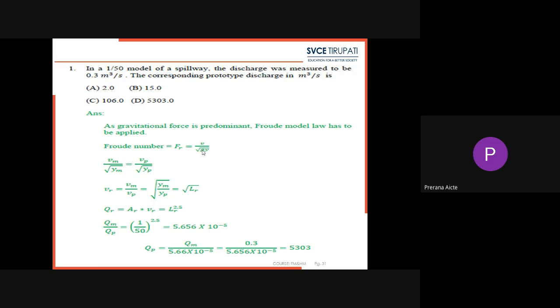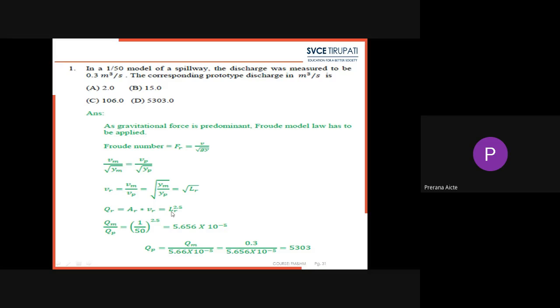Hence, the similarity between model and prototype for Froude's number can be written as Vm by square root of Ym equals Vp by square root of Yp. Here g for the model and prototype is the same. So this equation becomes, Vr is nothing but Vm by Vp, the model and prototype ratio, which equals Ym by Yp, which equals square root of Lr for the Froude's model. And we know that discharge ratio Qr equals area ratio into velocity ratio.